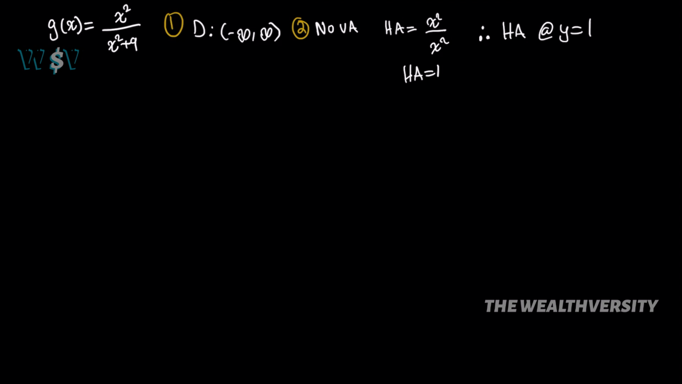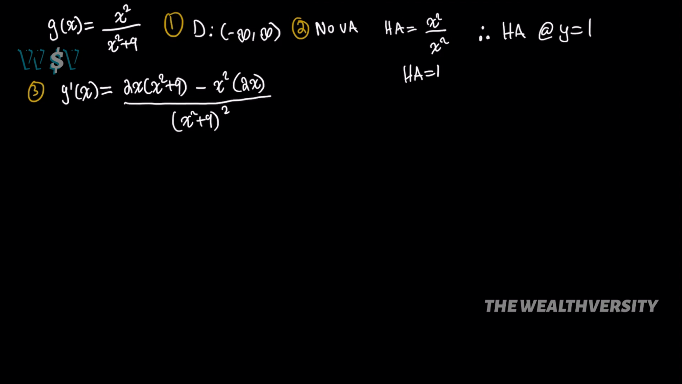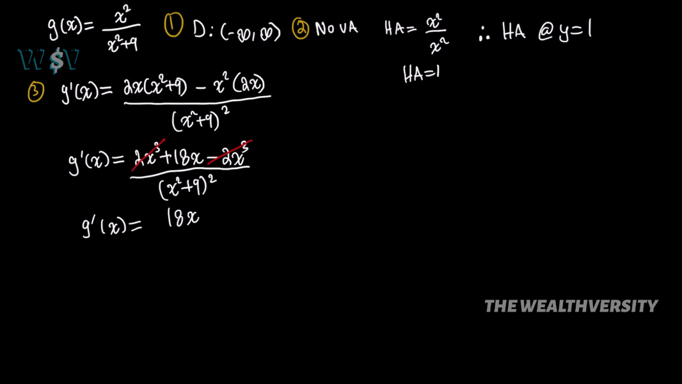The third step is to find the intervals of increase and decrease. To do so, we find the first derivative. Since this is a rational function, we use the quotient rule to find the first derivative. So g prime of x is equal to 2x times (x squared plus 9) minus x squared times 2x, divided by (x squared plus 9) squared. We simplify to get that the first derivative is g prime of x is equal to 18x over (x squared plus 9) squared.